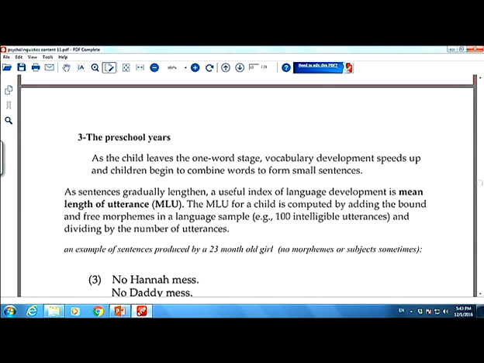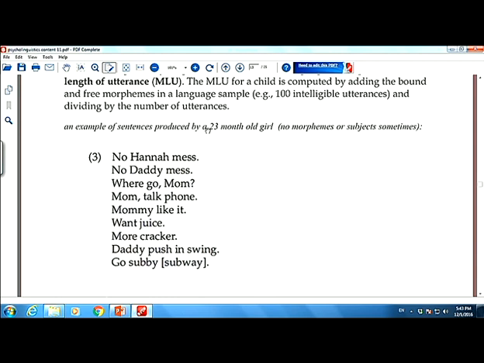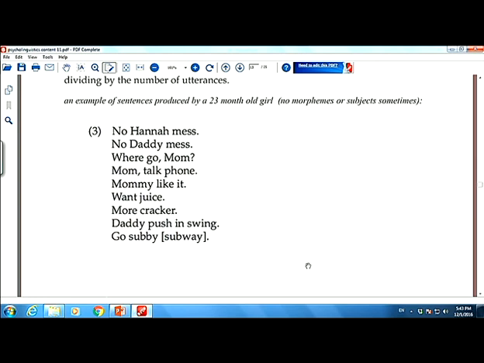The preschool years, what happens here? What is MLU? What do we use it for? Here we have an example of a 23-month-old, almost 2 years old child. What can you notice here in the language? No morphemes, or subjects sometimes missing.